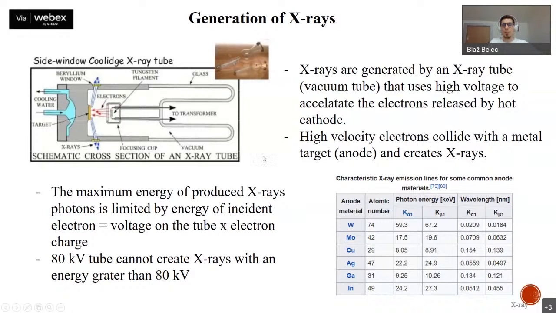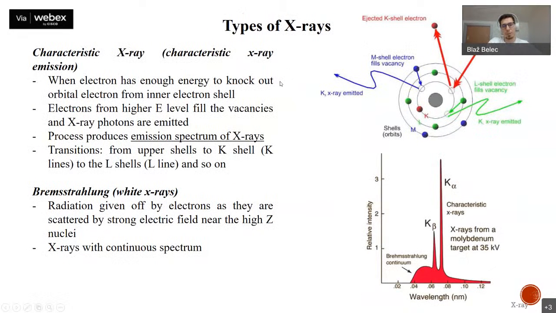So the maximum energy of a produced X-ray photon is limited by the energy of the incident electrons, so voltage on the tube times electron charge. For instance, an 80 keV tube cannot create X-rays with energy greater than this value. So we also need to know what energy we need for different materials. You can see the different anode materials can also produce different energies of X-rays.